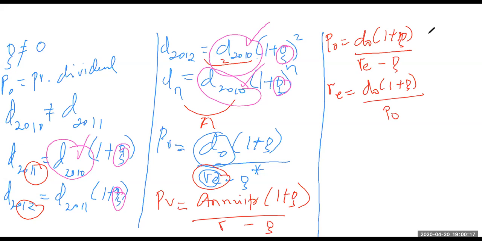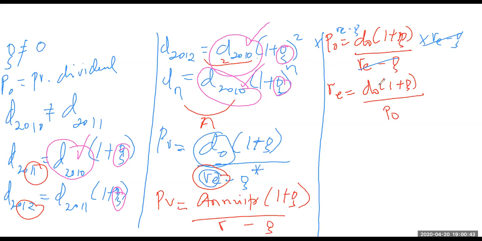Don't forget here, you want to multiply both sides by RE minus g. The same thing happens: we are multiplying by RE minus g, and the two cancel each other out. It's similar algebra, so RE here.